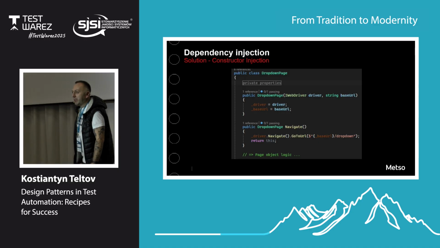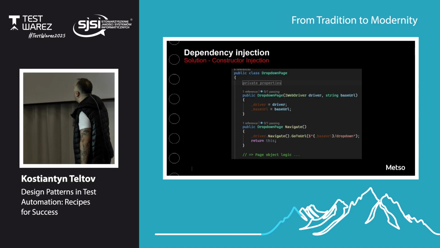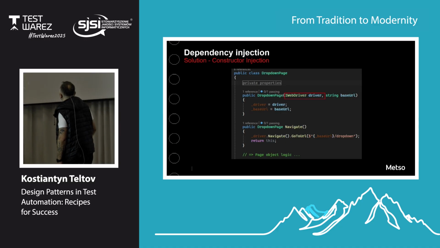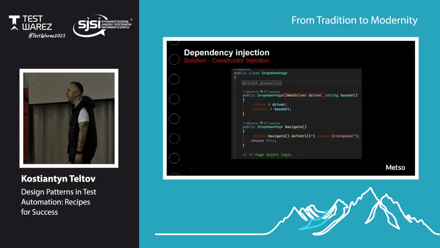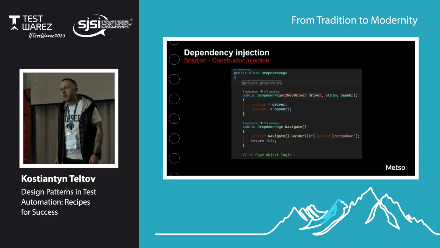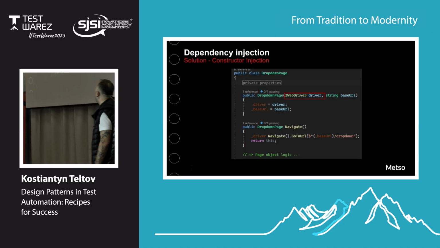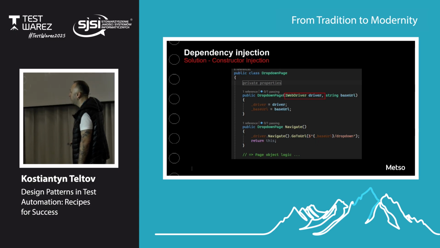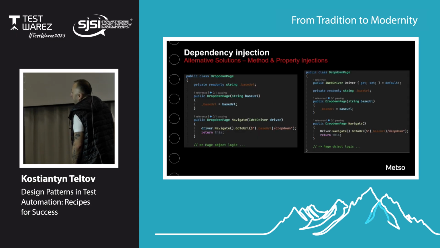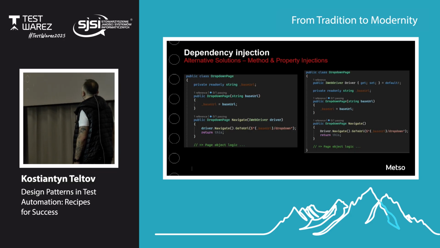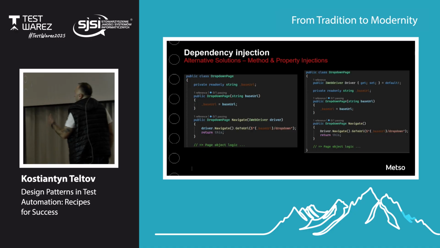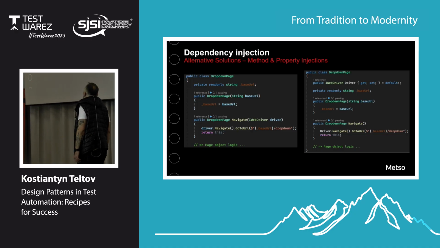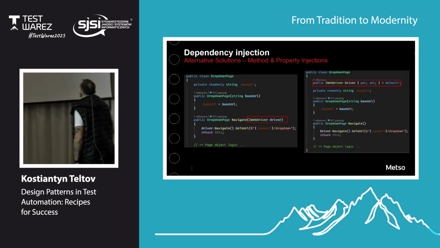There are multiple ways how to do it. In this case, probably the most preferable way is constructor injection. As you may see here, I use the IWebDriver interface as abstraction, and once I initialize this page object, I will pass a concrete driver. There are multiple other ways how to do it. You can use method or property injection. Property injection for C#, of course, not for Java.